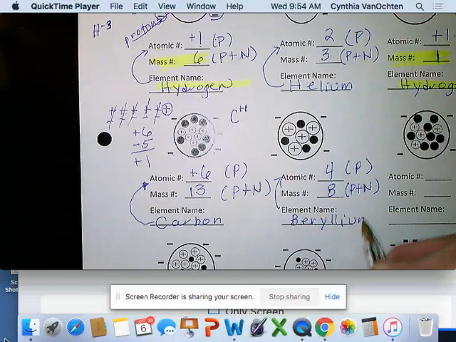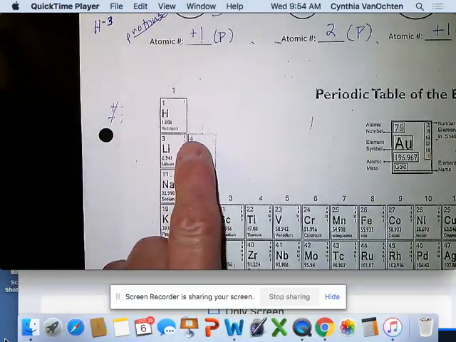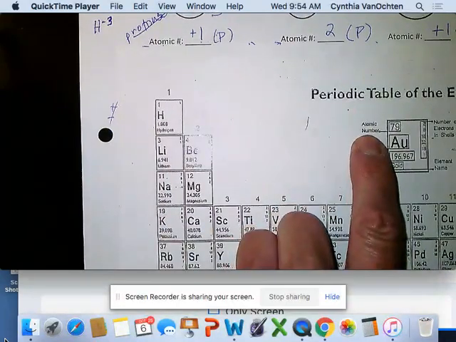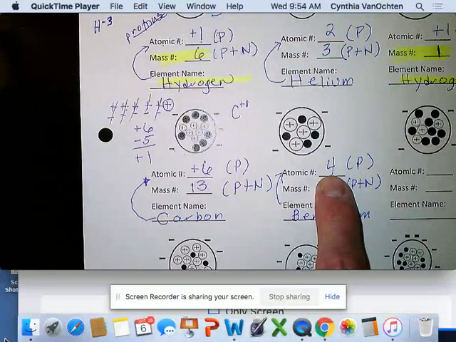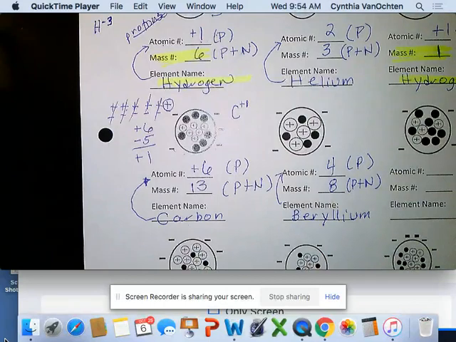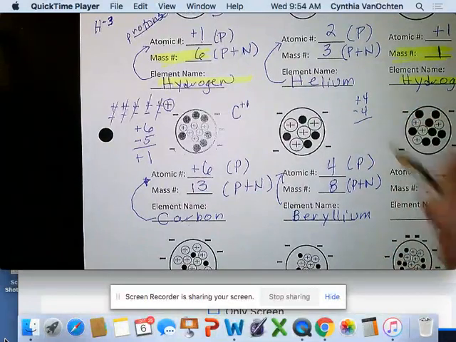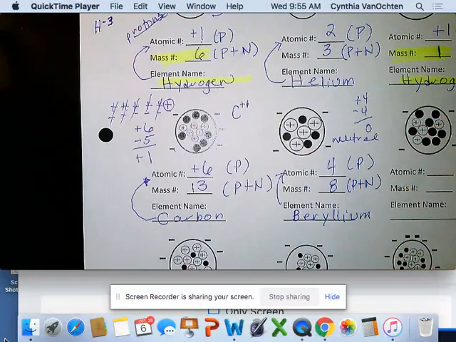Beryllium. And we know it's beryllium because if we look on our periodic table, the one with the 4 in the upper left-hand corner as the atomic number is beryllium. So Claire, help me really quickly. How many positives do we have? 4. And how many negatives? 4. So does this one have a charge? No. No, this is a neutral atom of beryllium.